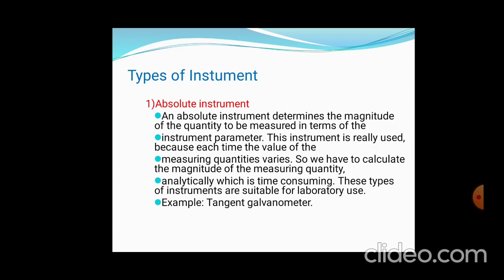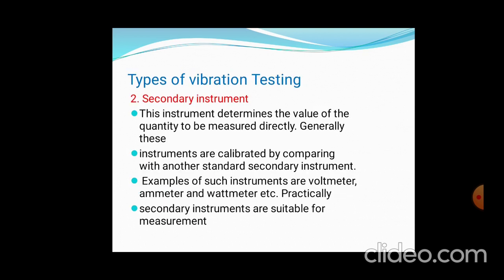What types of instrument are available? There is the absolute instrument. What exactly is the absolute instrument? It determines the magnitude of the quantity to be measured in terms of the instrument parameters. Each and every time we have to calculate the magnitude of the measured quantity analytically, which is time consuming. One example is the tangent galvanometer, and this type of instrument is generally used in the laboratory only.